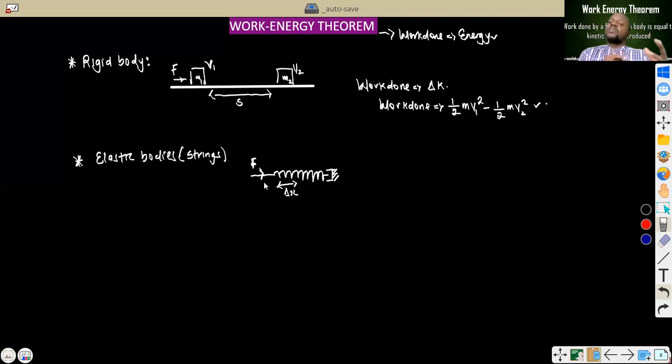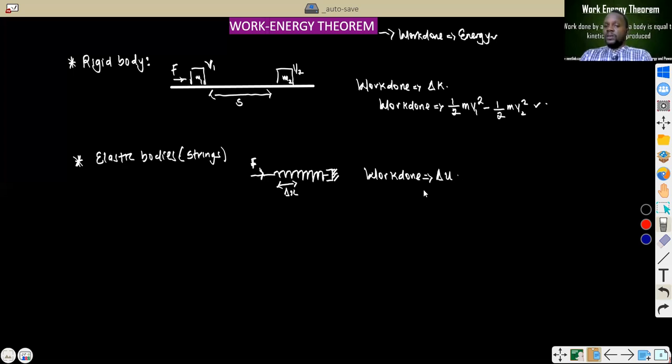We've talked about the work done for a string or for an elastic material. From what we have studied before, when work is done on them, they store what we call elastic potential energy. So the work done on this body, you need to understand this very well, is the same thing as the potential energy that is stored.